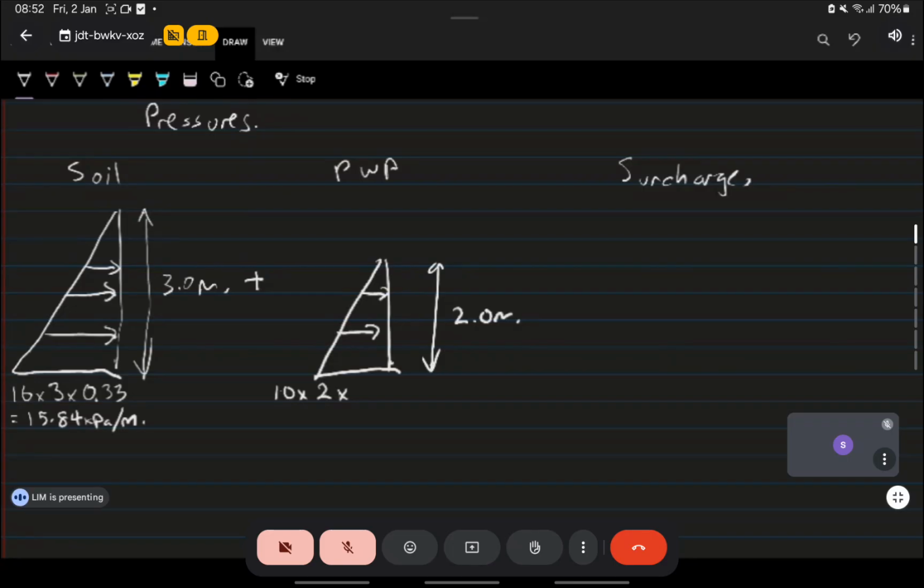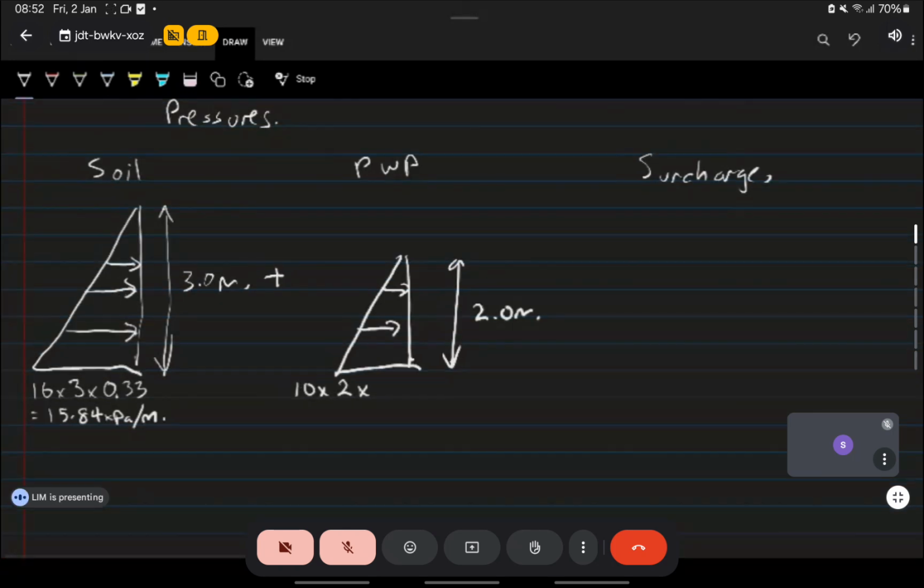Water pressure, do you have to multiply by K or not? Earth pressure, yes. Surcharge can multiply as well. This example doesn't have water, but I think you do. Tell me if I'm wrong.